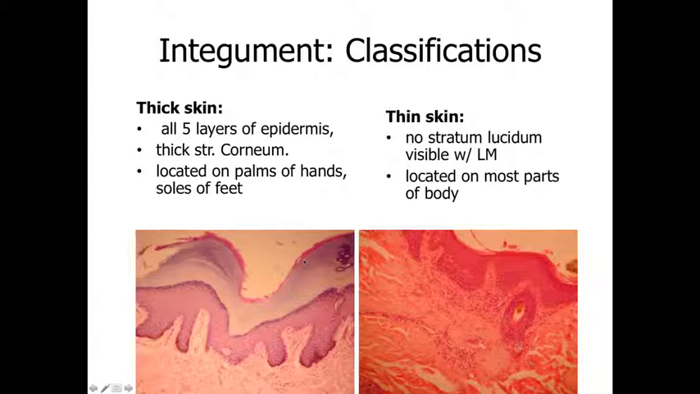But the outermost layer, the stratum corneum, is going to be very, very thick in areas of the body that are subject to a lot of abrasion and, in essence, abuse. So the palms of the hands or the soles of the feet. In contrast, in thin skin, covering most of the rest of the body, we're going to have a very, very thin stratum corneum. And the layer, the stratum lucidum, is generally present, but it's not going to be able to be identified in light microscopy.